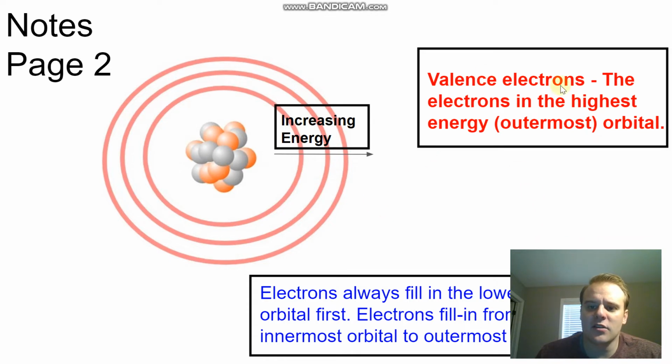And so valence electrons, that's the name that we give to the electrons that are in the highest energy or the outermost orbital. So if you have an atom and the highest energy electrons are in this third orbital and there's 2 of them, then we would say that there's 2 valence electrons. If we had 5 electrons in this second orbital and that was the outermost orbital, then we would say that there are 5 valence electrons. We'll go through some more examples of this once we do some examples of drawing these atoms.